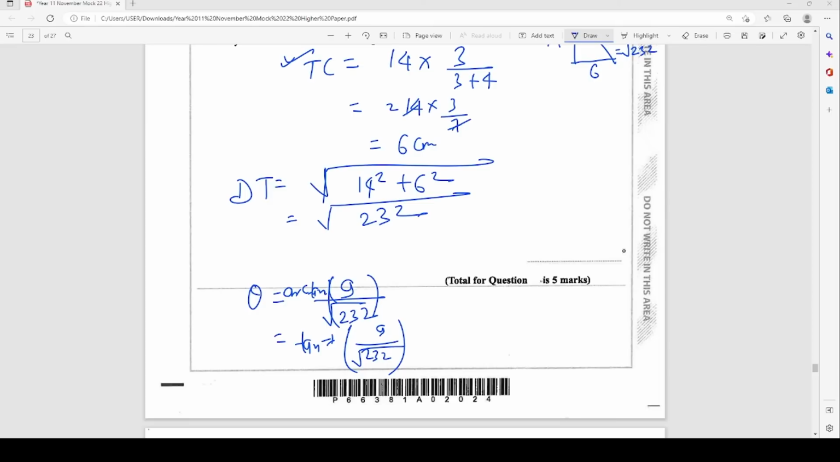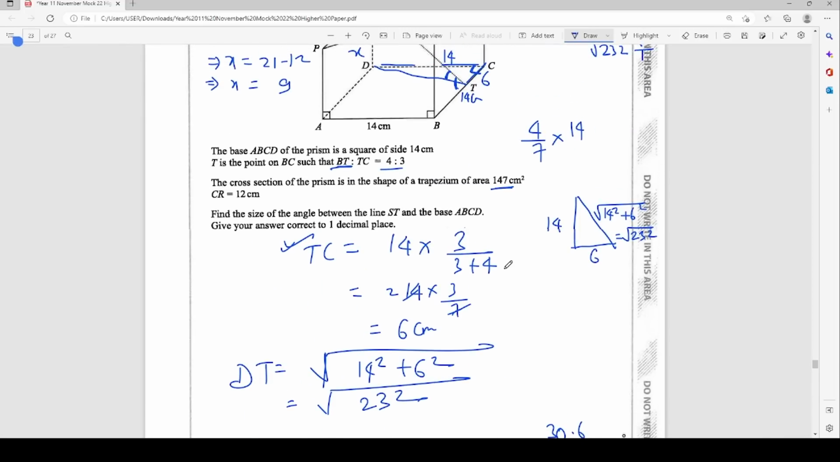30.577, that's what I got. Let's see if it is correct. So theta is equal to 30.577, and we have to give the answer in three significant figures, so 30.6 degrees. So 30.6 degrees is my answer. So if you have got that, it's correct.